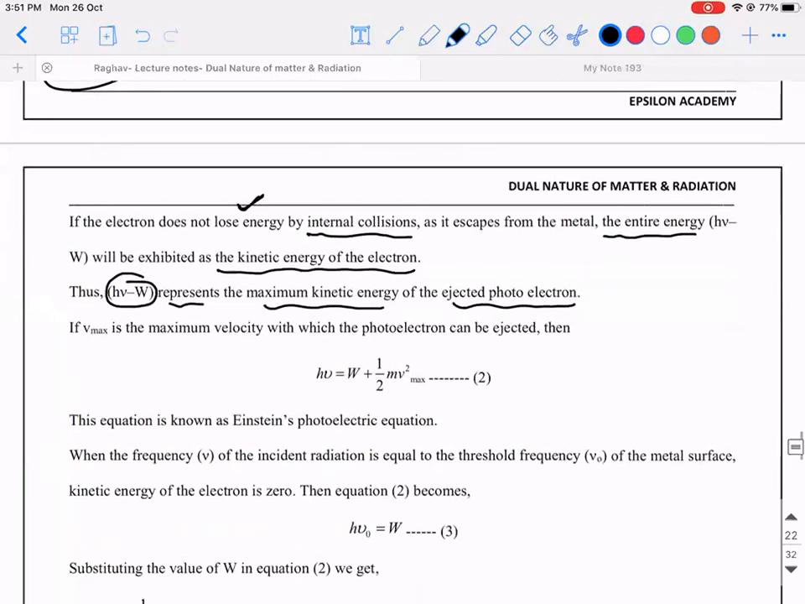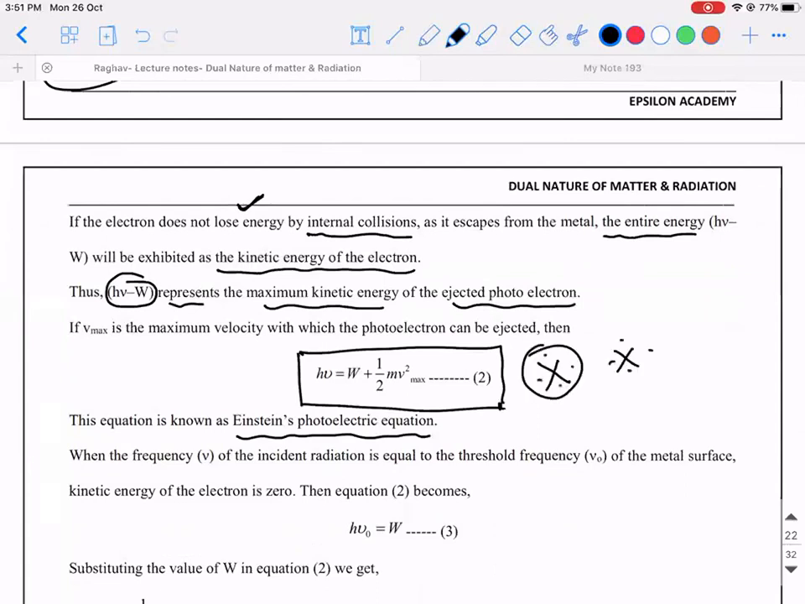So this h nu is equal to w naught plus half m v max square is what is called the Einstein's photoelectric equation, and this is the important formula that we are going to use to solve the problem.